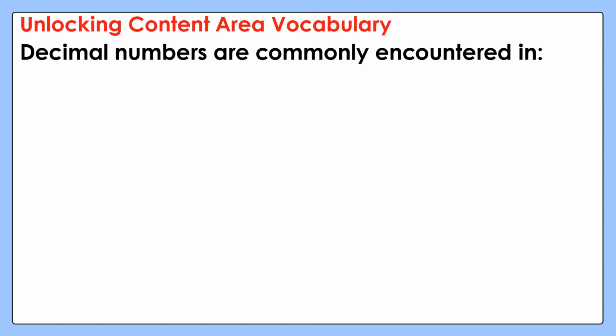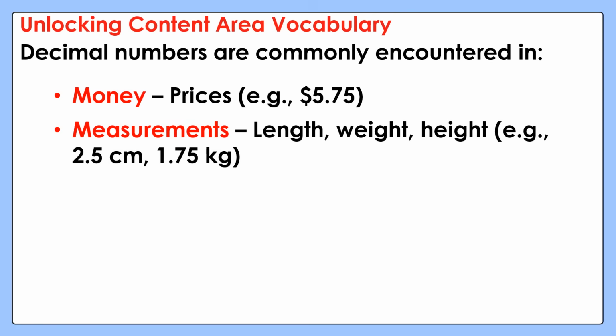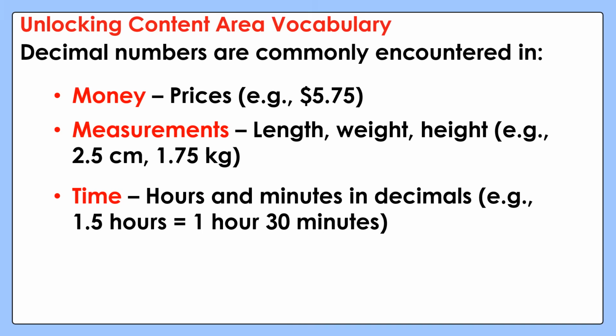Decimal numbers are commonly encountered in money, prices. Example, $5.75. Measurements, length, weight, height. Example, 2.5 centimeters, 1.75 kilograms. Time, hours and minutes in decimals. Example, 1.5 hours is equal to 1 hour and 30 minutes.